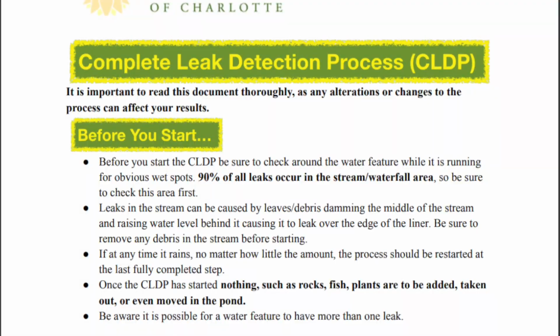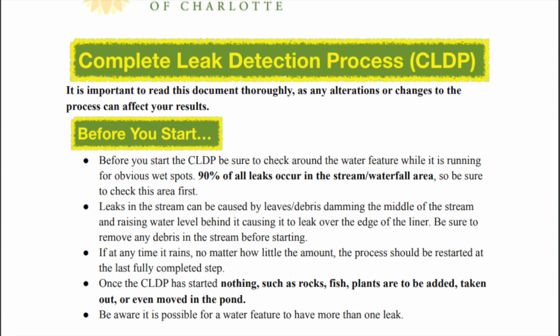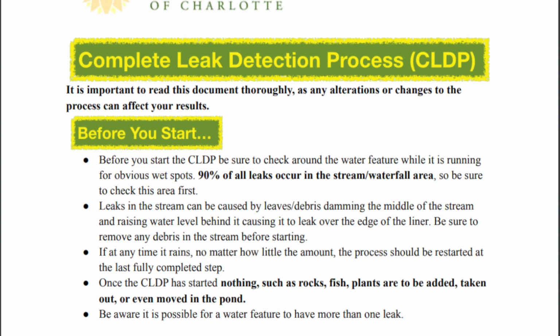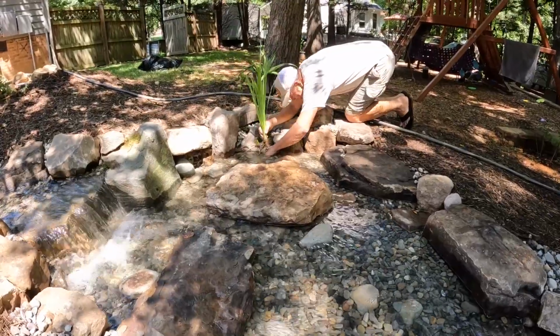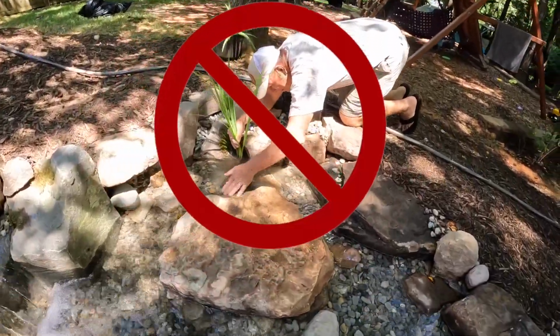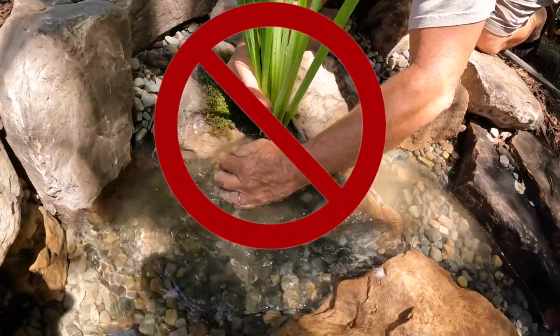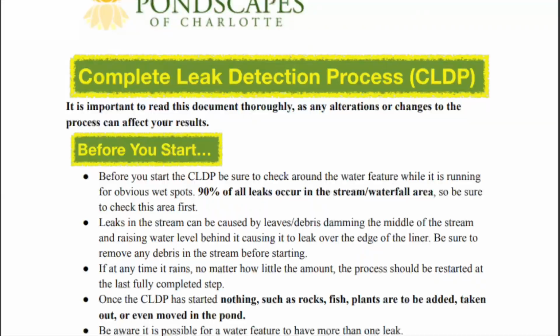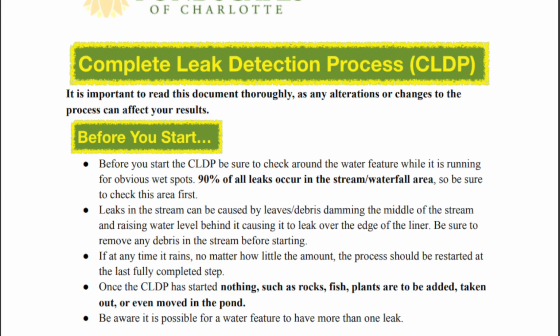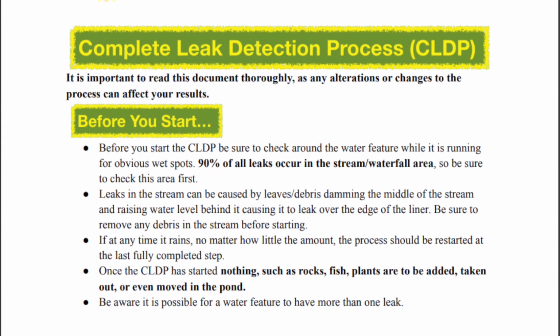If at any point it rains, no matter how little the amount, the process should be restarted at the last fully completed step. Once the CLDP has started, nothing such as rocks, fish, or plants are to be added, taken out, or even moved within the pond. And be aware that it is possible for a water feature to have more than one leak.